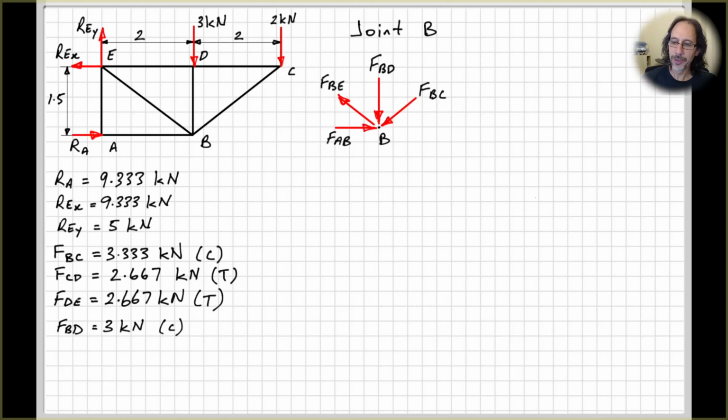Give them some labels that we can put in our equations of equilibrium. Just noting there our angle theta that we calculated before, applying our equations of equilibrium. Sum of the forces in the vertical direction equals 0.